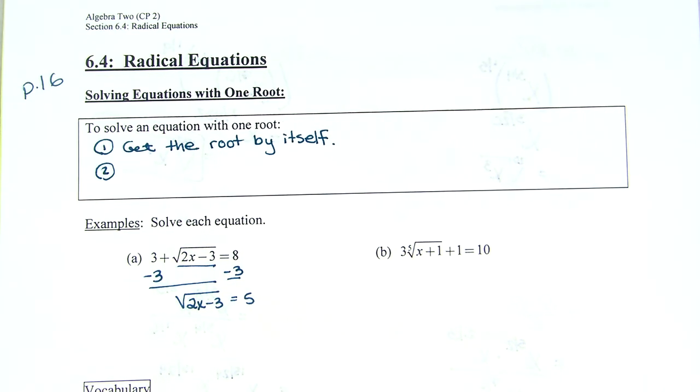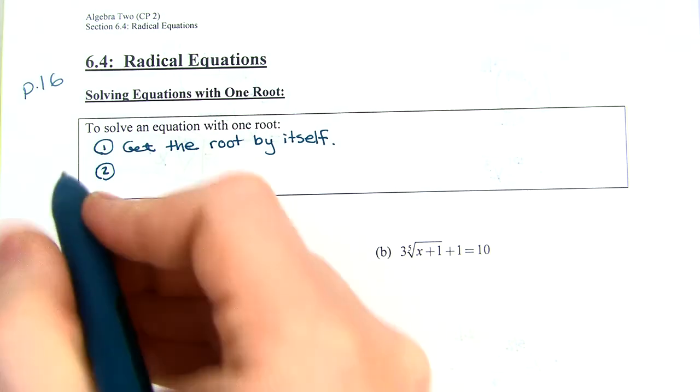Hands to tell me how we undo a square root. Sai? Square both sides. What if instead we had a cube root? What would you do? Cube both sides. What I can kind of say in general is we're going to raise both sides to the power that is the inverse of the root.